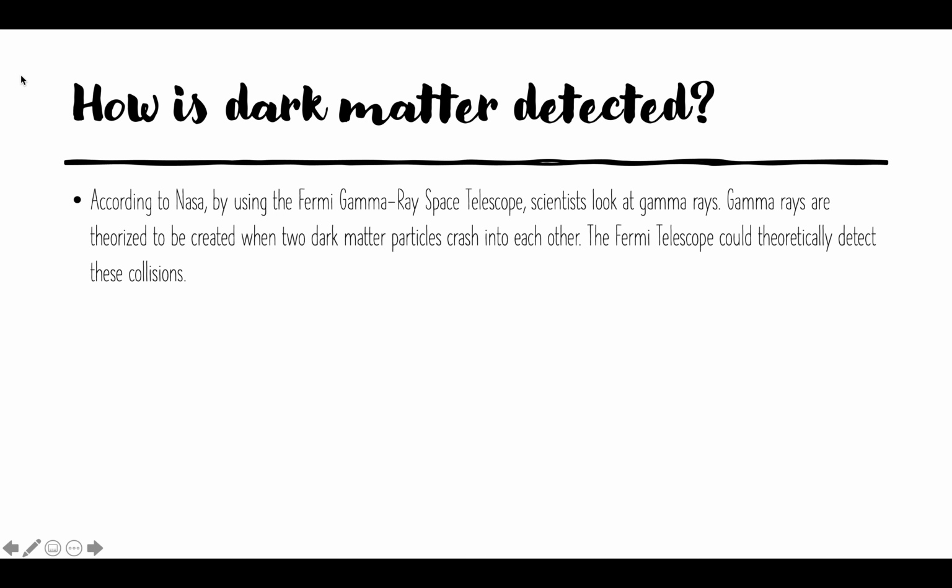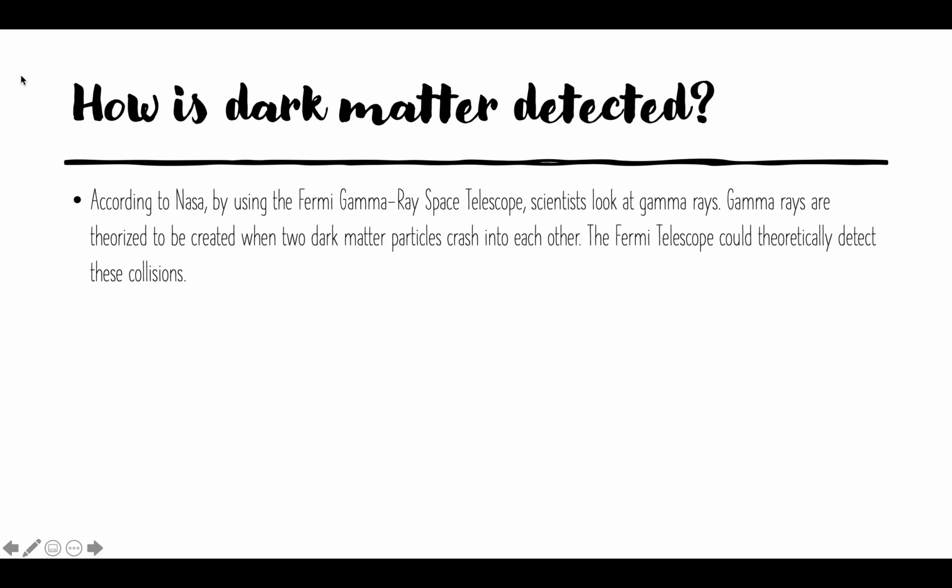So, what's another way that dark matter is detected? According to NASA, another way that dark matter is detected is by using the Fermi Gamma Ray Space Telescope. And with this telescope, scientists look at gamma rays. So, gamma rays are theorized to be created when two dark matter particles crash into each other. And this telescope could theoretically detect these collisions.